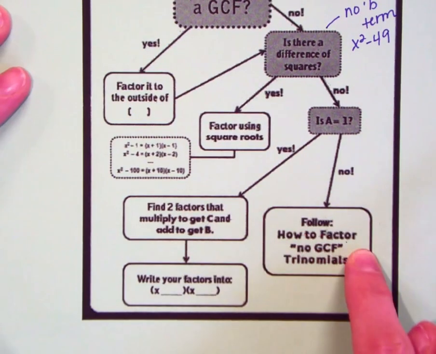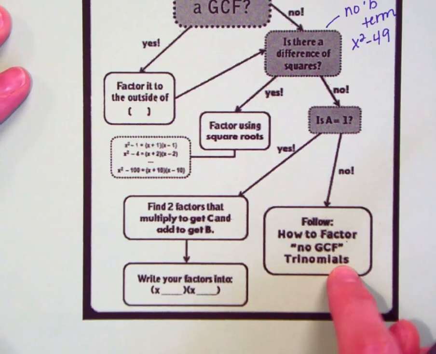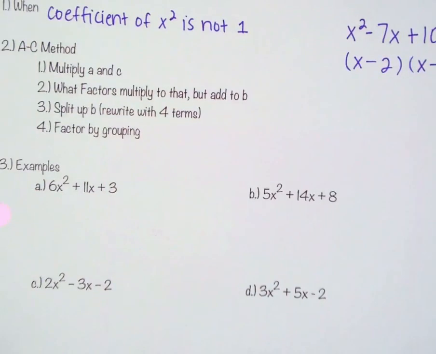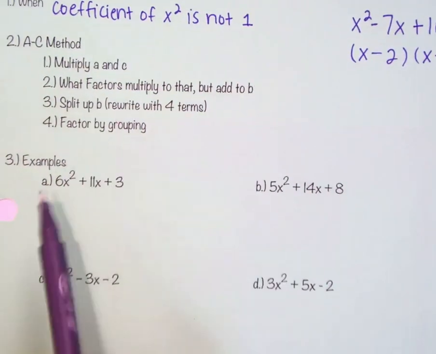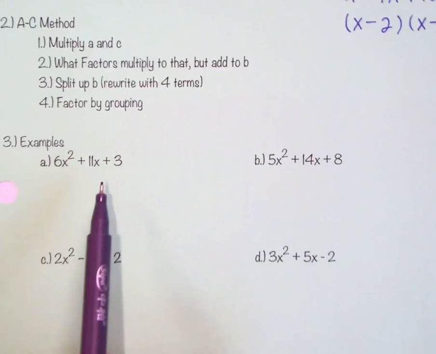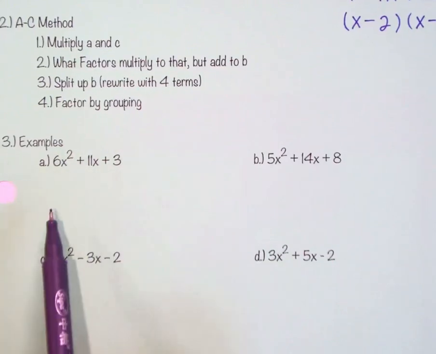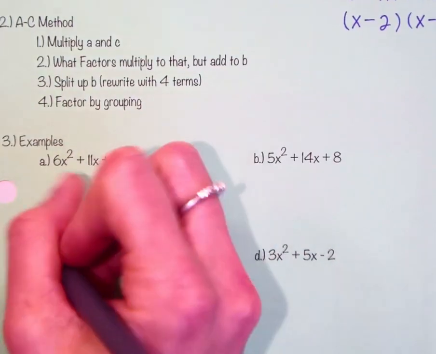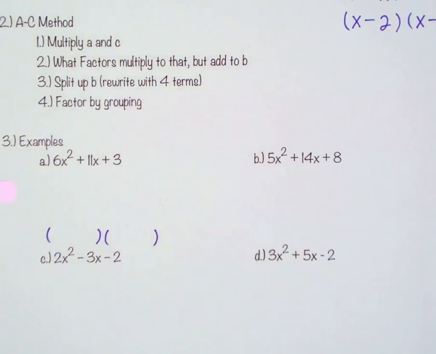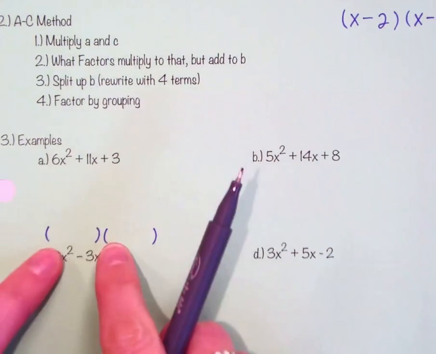So then it says, follow the how to factor, no GCF, trinomials. That's what this A to C method is. So it's kind of like this, because I do want you to think about working backwards, and we're just going to follow this method through. Okay? So when we think about what we're going to be doing, I eventually want my final answer to be 2 binomials multiplied together. Okay?